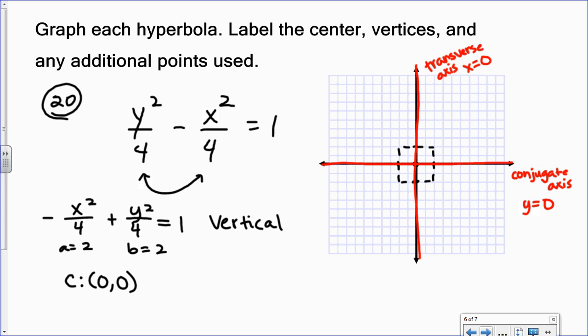Okay, my vertices will be on the transverse axes. So they are here and here. This is a vertical hyperbola. So that is 0, 2, and 0, negative 2.